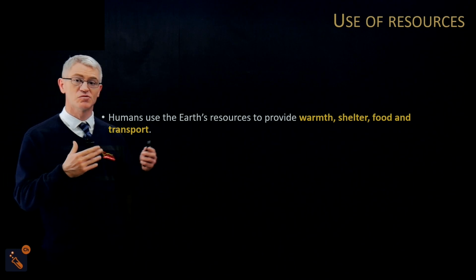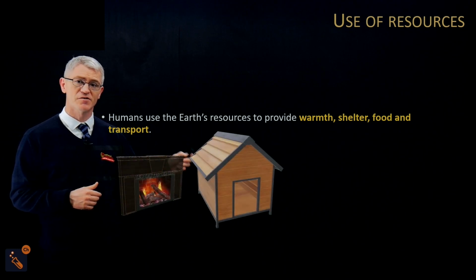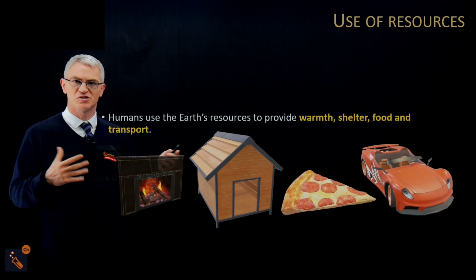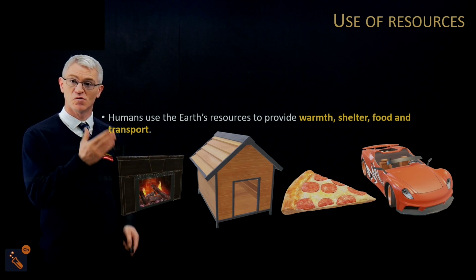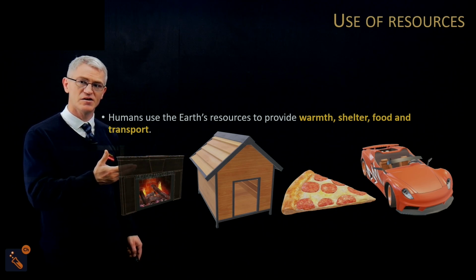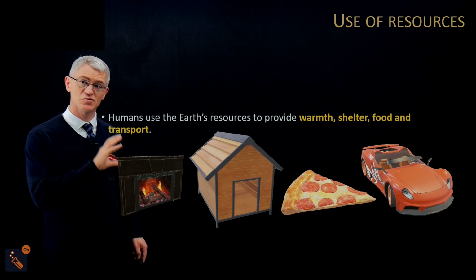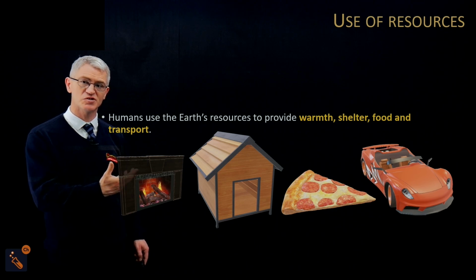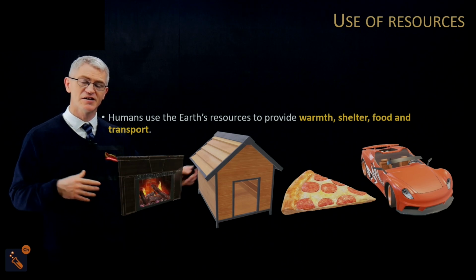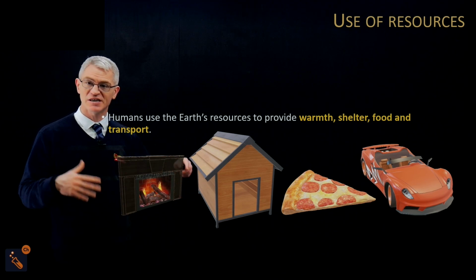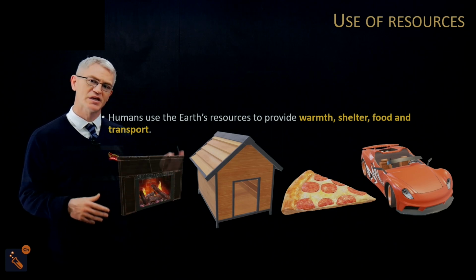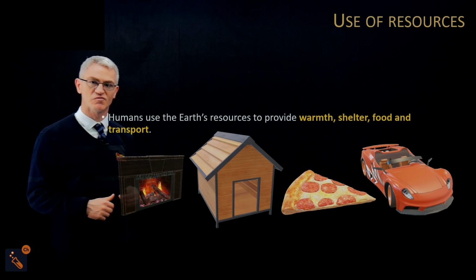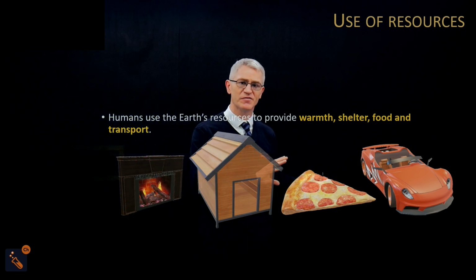Humans use Earth resources to produce warmth and then shelter, food, and then transport. Well, they're never going to ask you what do they use Earth's resources to provide. They'll put it in the context of a question. So, for example, what do you use for fuel? Well, you use the Earth's resources such as fossil fuels, wood, which is a renewable resource, but other things like coal, which is a non-renewable resource. Okay, and you might use wood again for shelter, which again can be a sustainable resource, that you regrow. And then you can also make it out of brick, which is a finite resource, one that will run out, non-renewable.